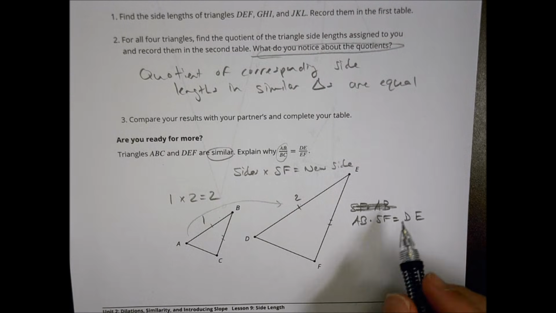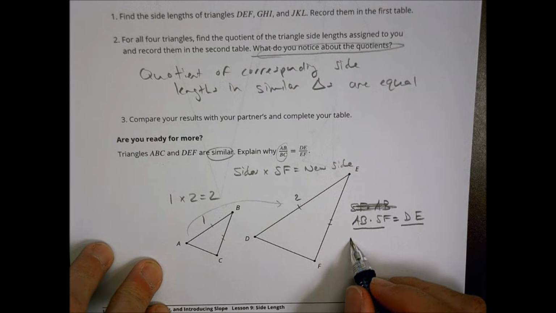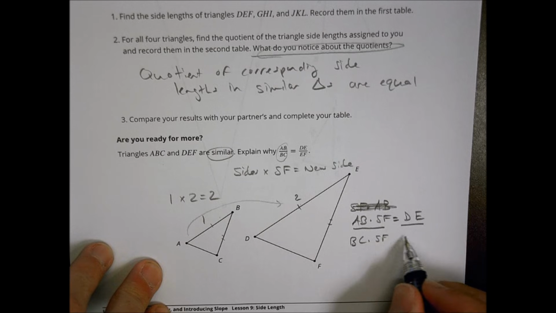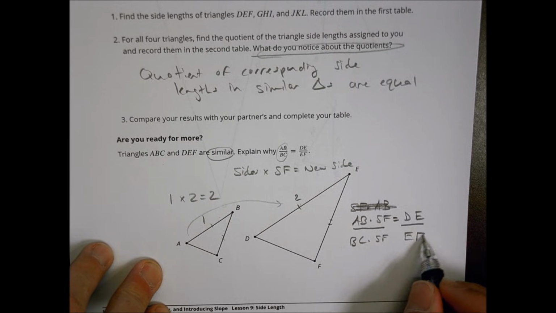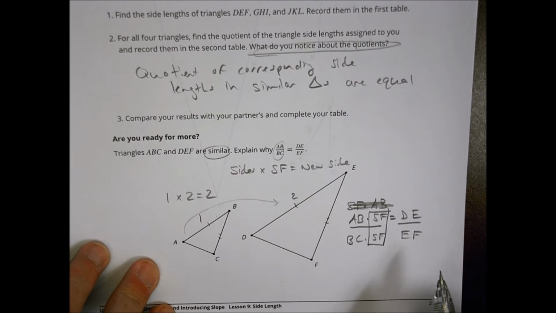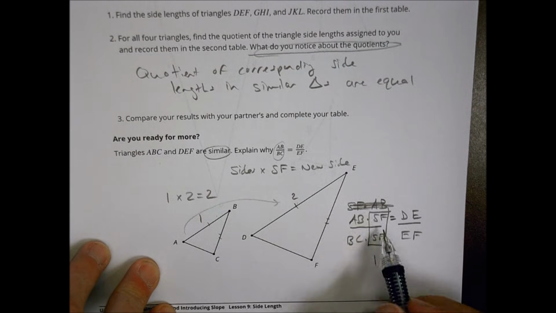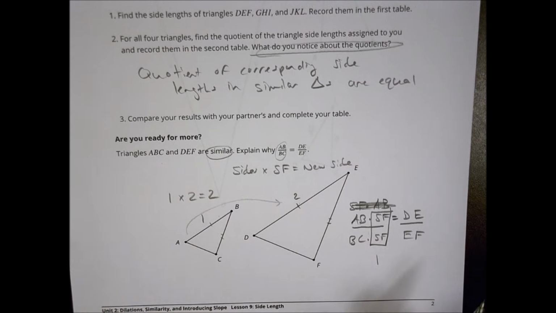So that scale factor, when you write it this way, BC times the scale factor equals EF. The thing with this scale factor is that a scale factor over a scale factor is really equal to 1, which means that it kind of goes away. When you reduce it out of there, you're left with just them equal to each other.